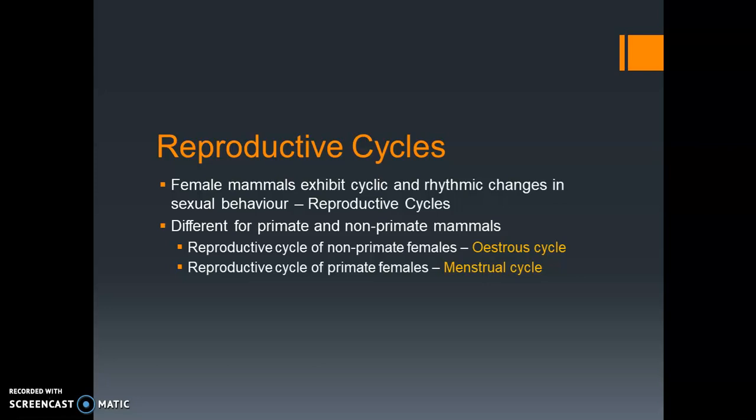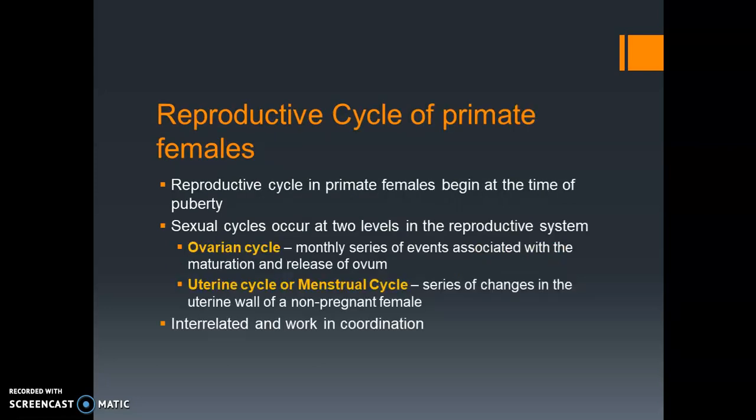For primate and non-primate mammals, there are different reproductive cycles. The reproductive cycle of non-primate females is called the estrous cycle, and the reproductive cycle of primate females is called the menstrual cycle. We will be discussing the reproductive cycle of primate females, which begins at the time of puberty.